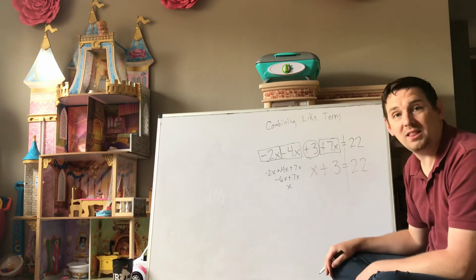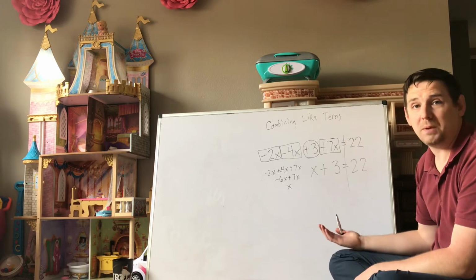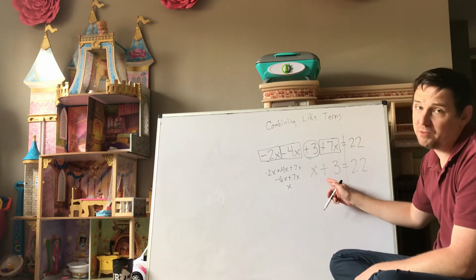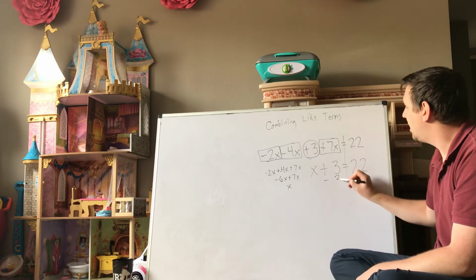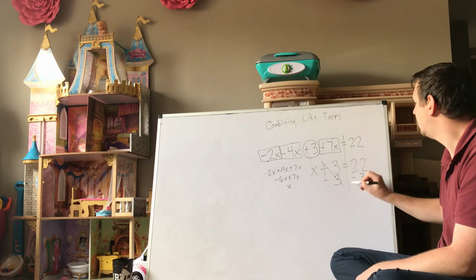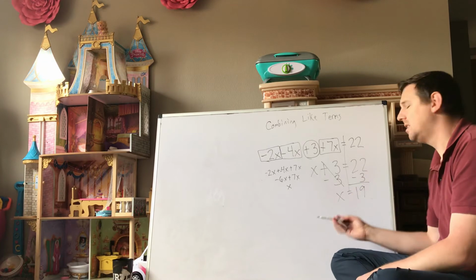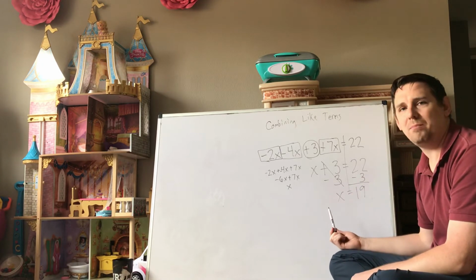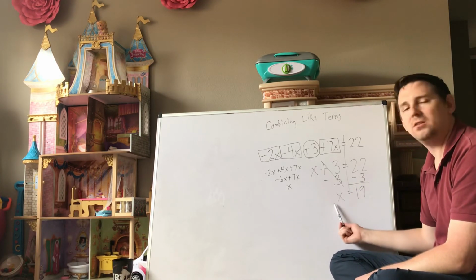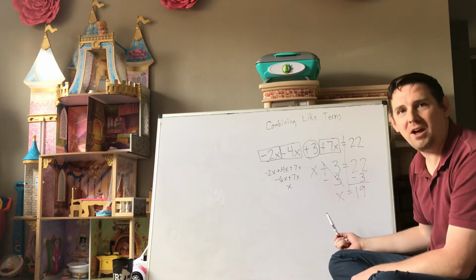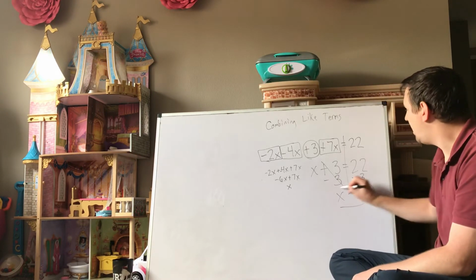Again, the goal is to get the x by itself. It's actually almost by itself already. We just have to get rid of plus 3. So we're going to minus 3. 22 minus 3 is 19, is x. And some kids are like, well, what do I divide by? Well, if there's no number there, you don't have to divide. You're already done. X equals 19.